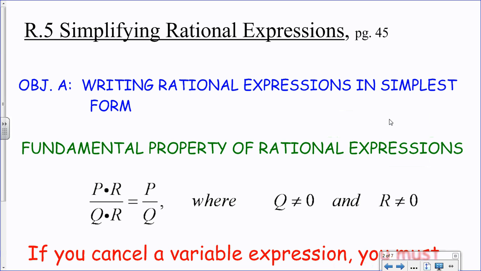All right, today what we're going to look at will be simplifying rational expressions and multiplying and dividing.